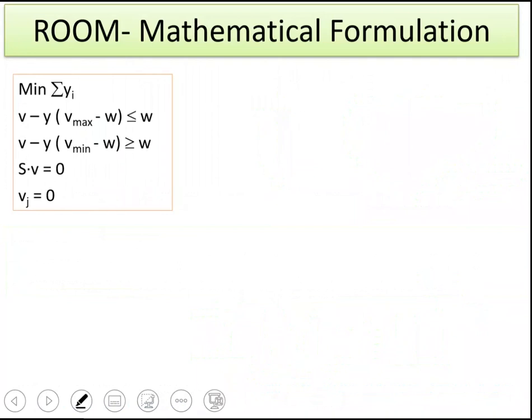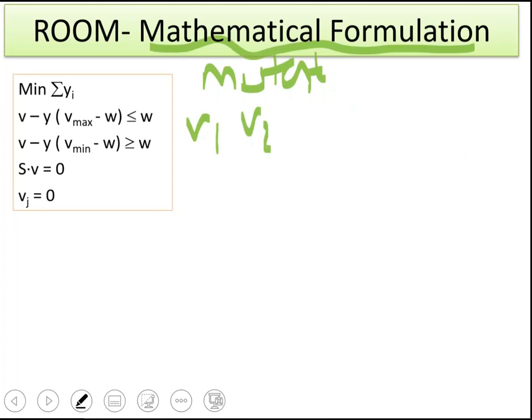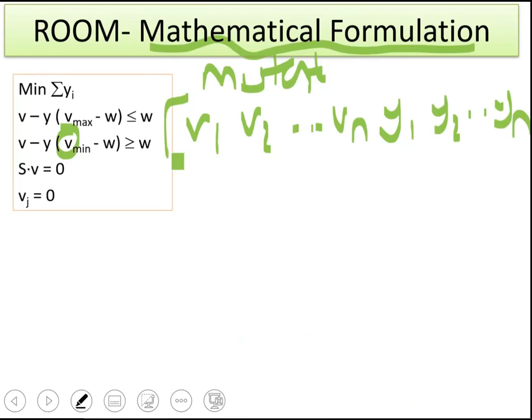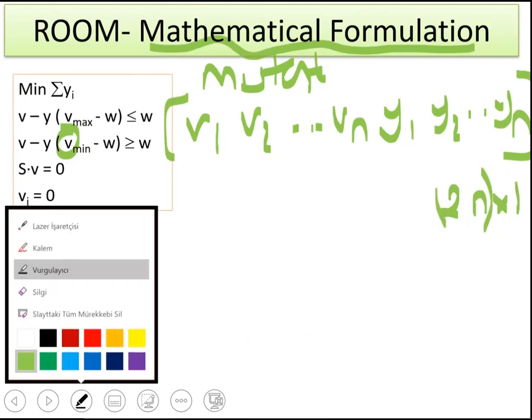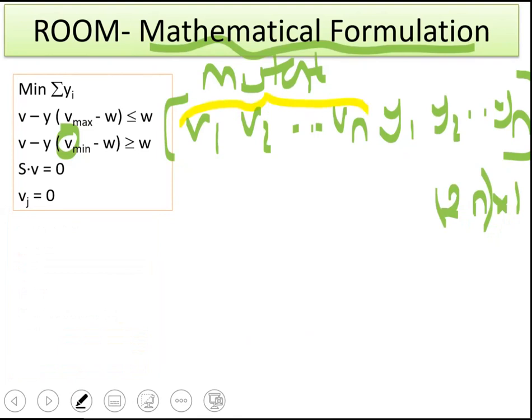So now I just want to share a couple of details about ROOM formulation. For the mutant, we already have these V1, V2, Vn rates to be predicted, right? So V shows the mutant strain flux vector. In the formulation, what is done is to extend this vector by y1, y2, yn binary vectors. So here you will have a 2n by 1 vector, because each of those will be n by 1.